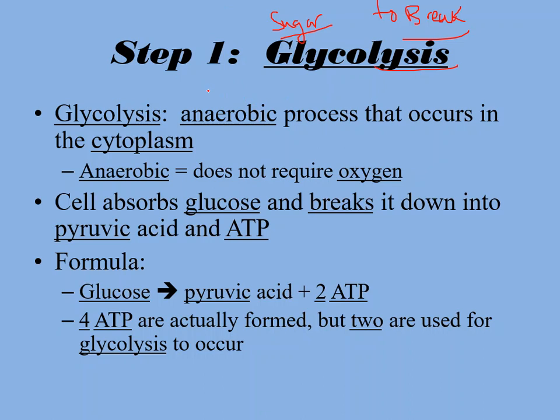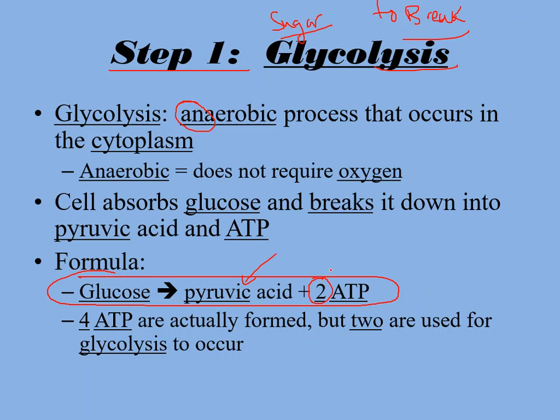What you're going to notice is that even though cell respiration as a whole is aerobic, it requires oxygen, certain steps in that process are anaerobic. This particular step, step number 1, glycolysis, is actually anaerobic. You do not need oxygen for this particular step of cell respiration. And what's going to happen is glucose is going to get broken down into what's called pyruvic acid. And it gets you 2 ATP.